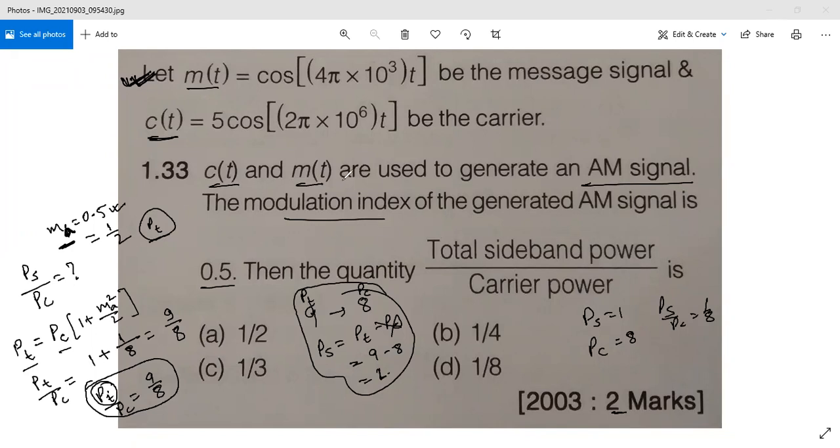Okay then, so we have the question this. So based upon this data, we have the next question also. So I think I can delete this. Yes, sir. Okay.